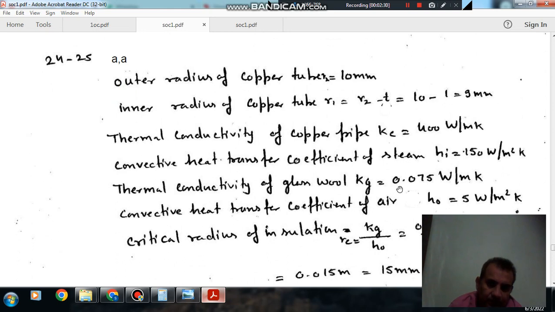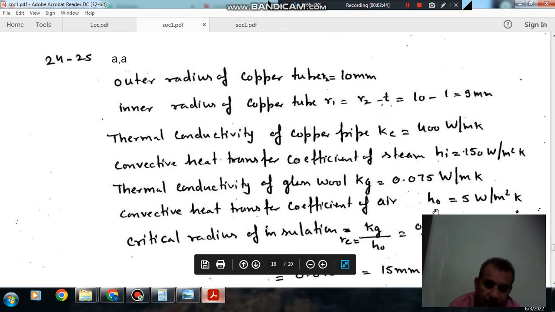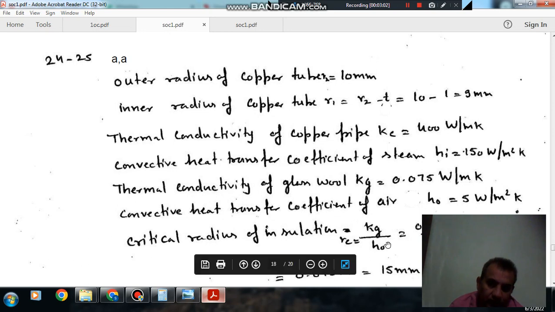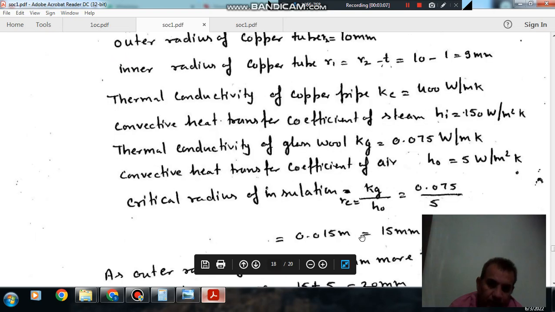Insulation is added, that is of glass wool, and thermal conductivity of glass wool is 0.075 watt per meter per degree Kelvin. And convective heat transfer coefficient of outside air is 5 watt per meter square per degree Kelvin. So now the critical radius will be found out only on the basis of the insulation, and conductivity of insulation is given as 0.075. So the critical radius is k by h naught, that is 0.075 by 5, or 0.015 meter, or 15 mm. So that is the critical radius of insulation.